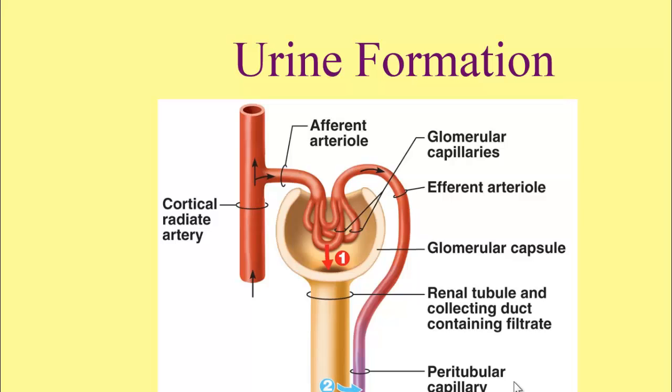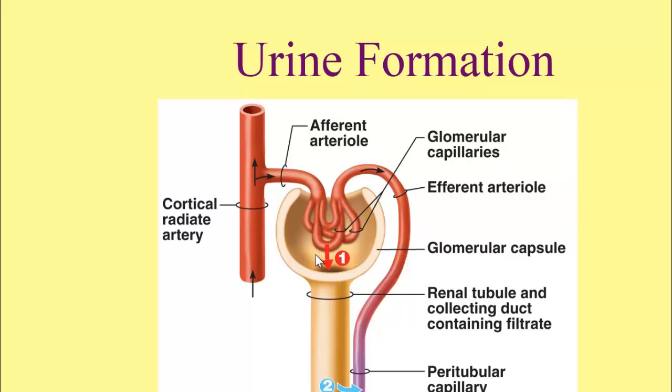So when we look at urine formation, it starts here in the glomerulus. This is, like I said, a tuft of capillaries coming from the branches of the renal artery. It's called the cortical radiate artery, but you don't have to know the details of this till you get to advanced A&P. The afferent arteriole brings blood into the glomerulus, and the spaces between the cells and the pores of the glomerulus allow plasma to leak out.